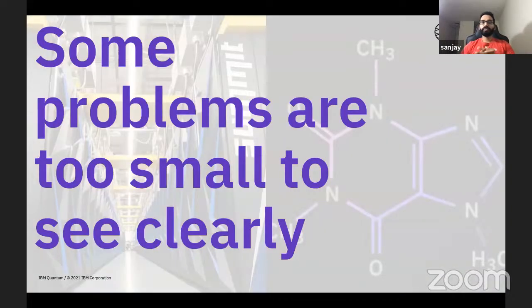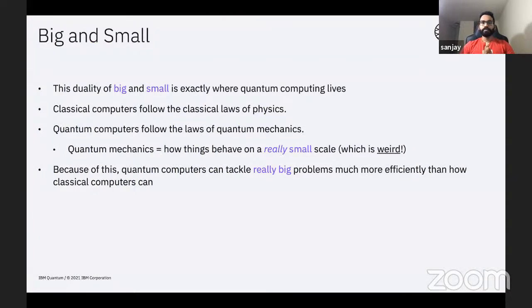So some problems are too small to see clearly as well. So big and small. This duality of big and small is exactly where quantum computing lives. Classical computers follow the classical laws of physics, simple. But the quantum computer follows the laws of quantum mechanics. Quantum mechanics is how things really behave on a small scale, which is very weird, and we'll be talking about it in the future slides. Because of this, quantum computers can tackle really big problems much more efficiently than classical computers can.